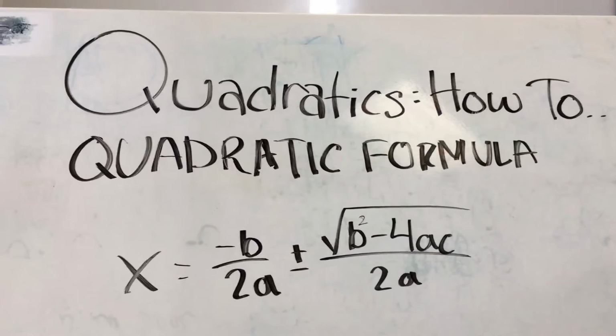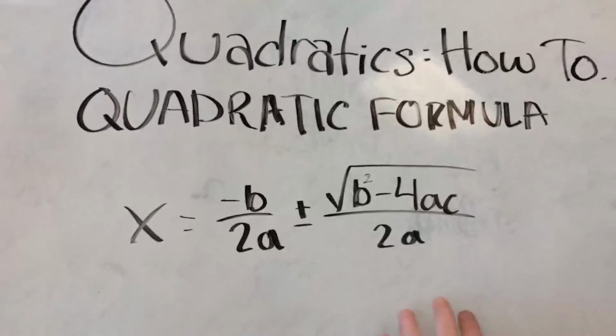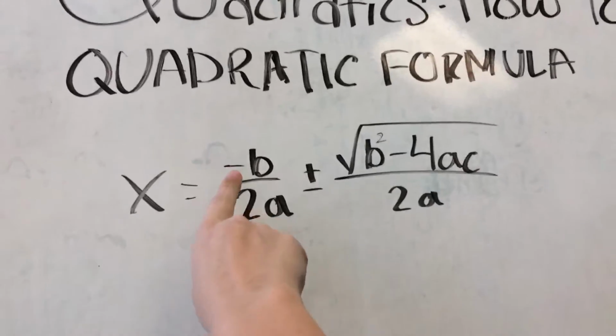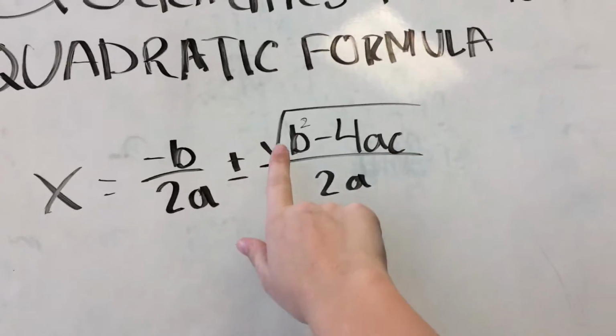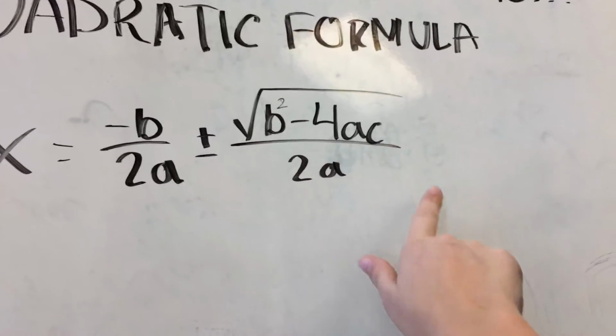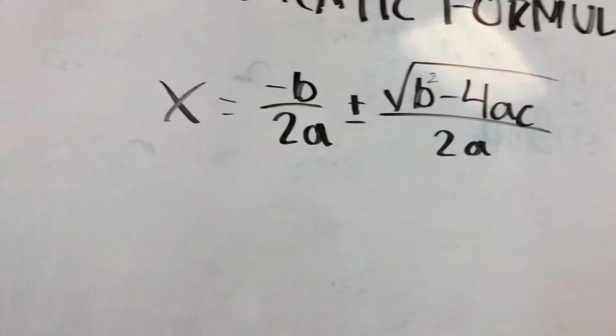This is how to use the quadratic formula. This is the beautiful quadratic formula. It's x equals negative b over 2a, plus or minus the square root of b squared minus 4a times c, over 2a. Boom.